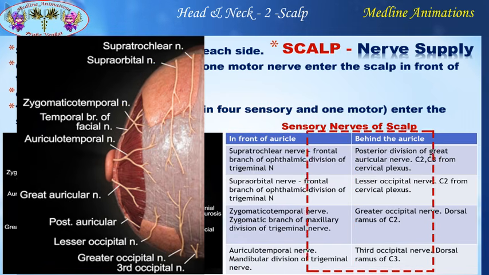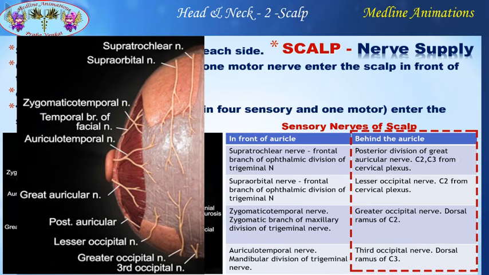The sensory nerves supplying the scalp behind the auricle are posterior division of great auricular nerve, formed of ventral primary rami of C2, C3 spinal nerves from cervical plexus, lesser occipital nerve, formed of ventral primary rami of C2 spinal nerve from cervical plexus, greater occipital nerve, formed by dorsal primary ramus of C2 spinal nerve, third occipital nerve, formed by dorsal primary ramus of C3 spinal nerve.